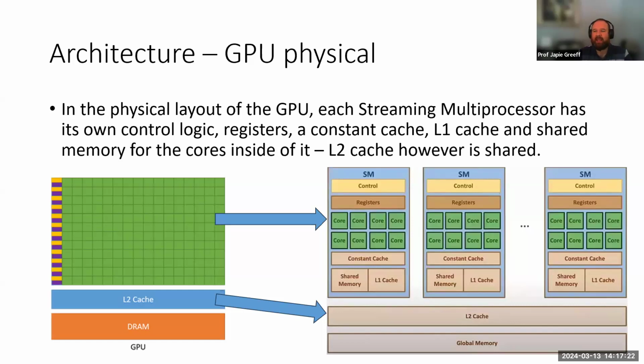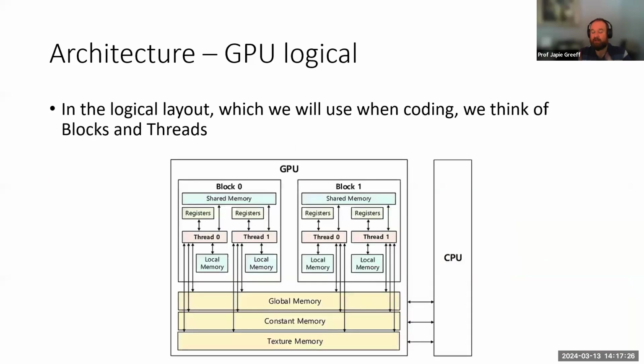So now, if we switch over from the physical layout to the logical layout, what we are going to see when we are coding is that we're going to be thinking with the concept of blocks and threads. Okay, so as we send information to and run functions on our GPU, we're going to indicate to the GPU how many threads we want to run inside of blocks that we're going to split up into grids.